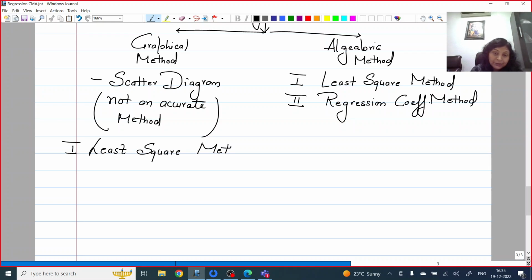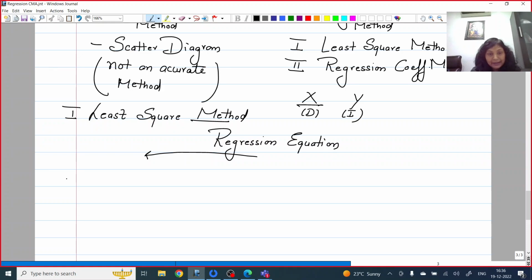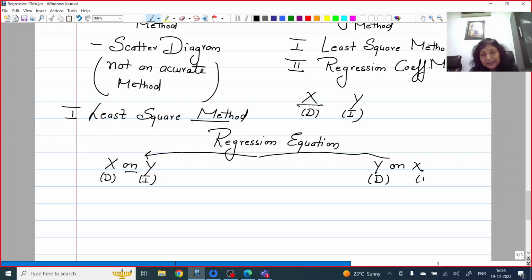I have already told you that in case of regression, we form two regression equations, depending upon which one is dependent and which is independent. If we have two variables x and y, if x is dependent and y is independent, then we have equation x on y. And if y is dependent and x is independent, then we have equation y on x. So make sure when we say x on y, then x is dependent and y is independent. And when we say y on x, y is dependent and x is independent.